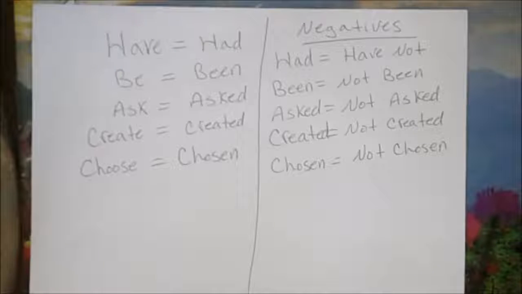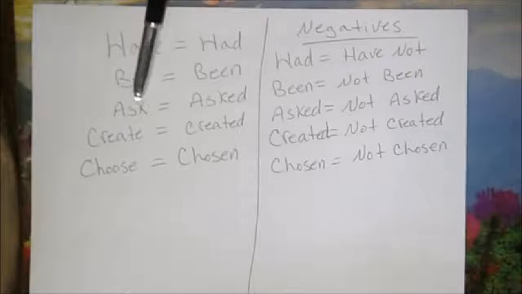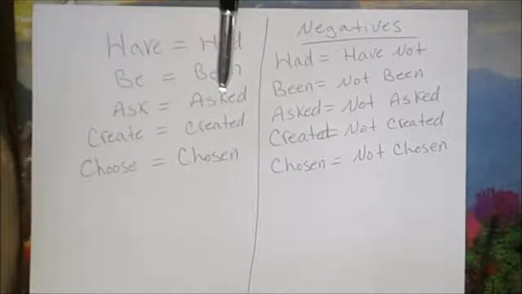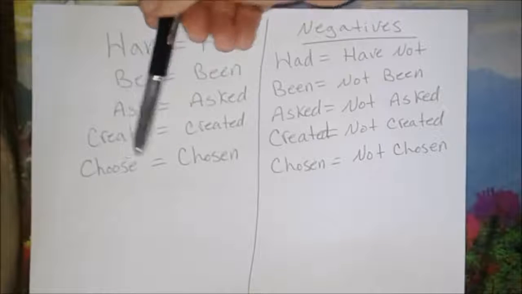Here I demonstrate how the verbs become irregular. Again, have becomes had, be becomes been, ask becomes asked, create becomes created, and choose becomes chosen.